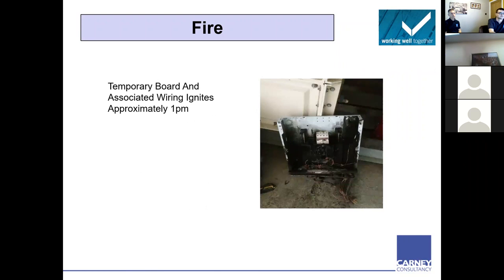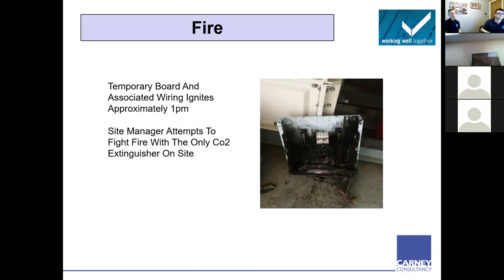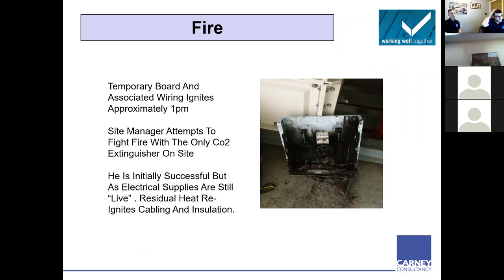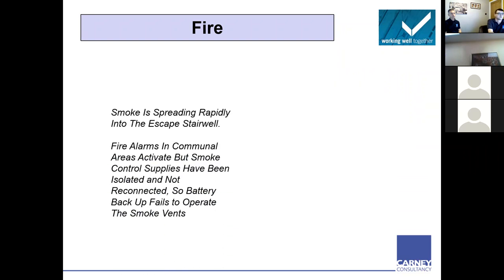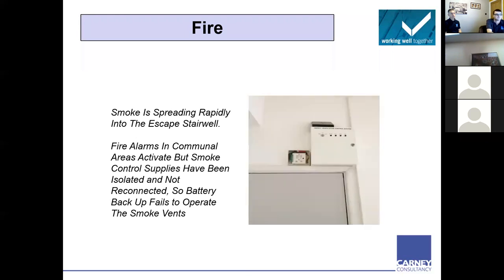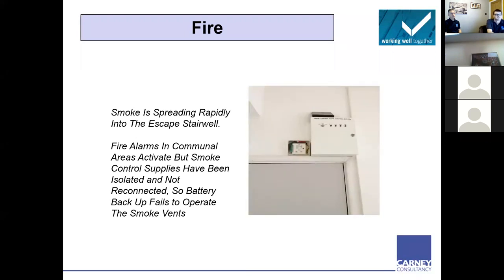So the temporary board ignites at approximately 1 p.m. The site manager attempted to fight the fire with the only carbon dioxide extinguisher on site. He put it out, in fairness. However, because it was still live, residual heat reignites. So the smoke is now filling the escape stairwell. The fire alarms in the communal areas activate, but smoke control supplies have not been isolated and not reconnected. So again, the battery backup fails to operate the smoke vents. Now we've got a serious issue.